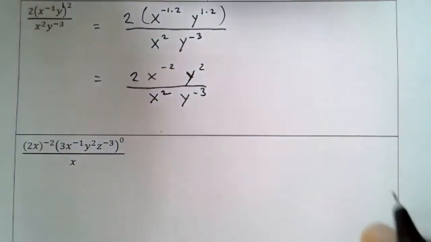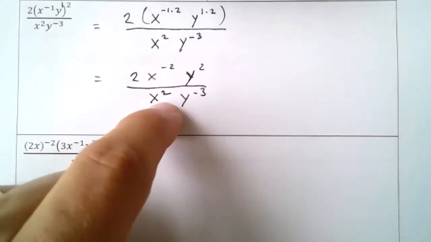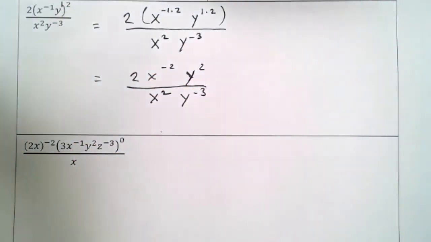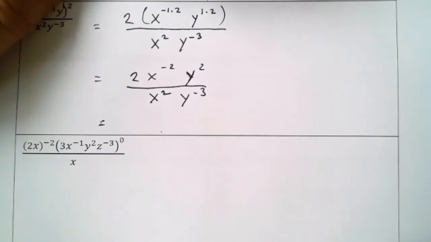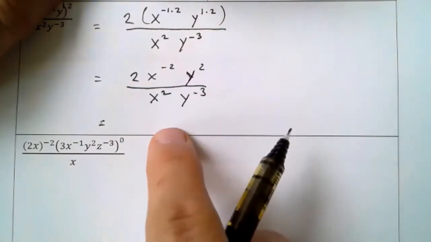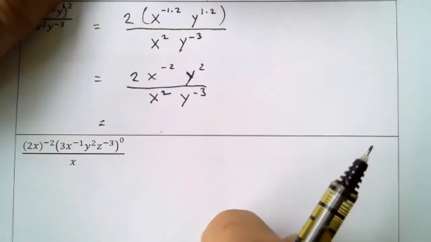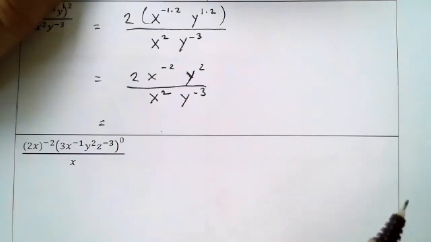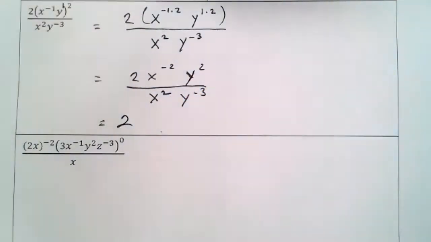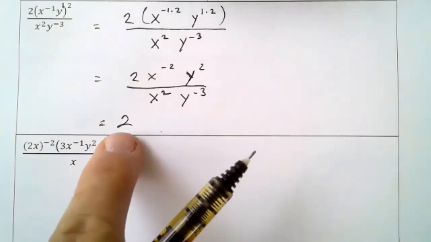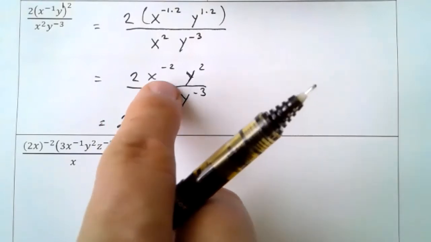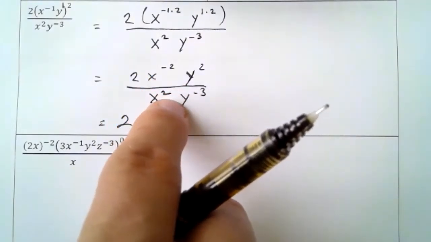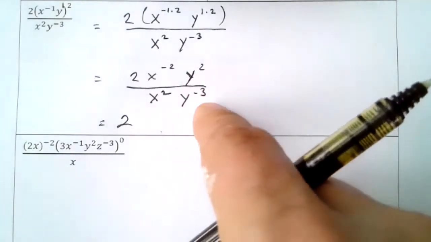So now, if you'll notice, you've got an x term over an x term and a y term over a y term. Well, there's a couple of ways to do this, and there's a really fast way to do this. I think the fastest way to handle this is to just go ahead and subtract these exponents and not move anything around, okay? All right, so we're obviously going to start with a 2 in front, but what's going to happen is we're not going to have a fraction anymore. What's going to happen is these exponents are going to subtract from one another, and these exponents are going to subtract from one another.